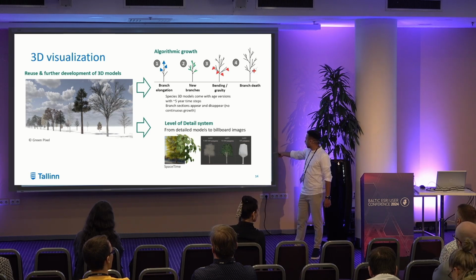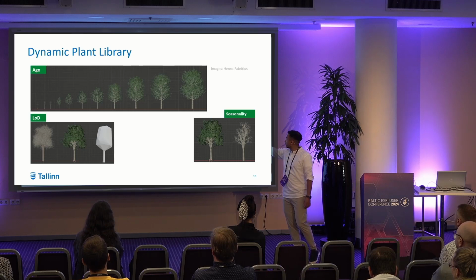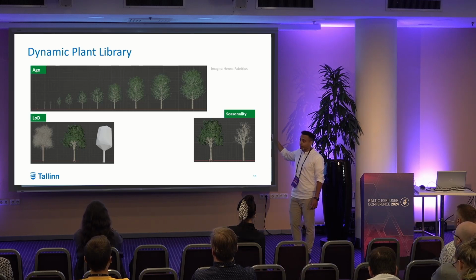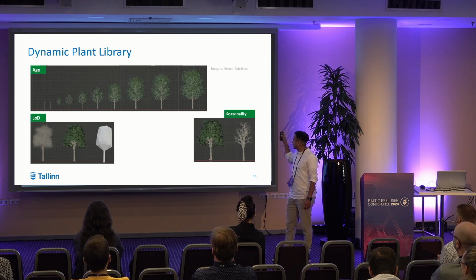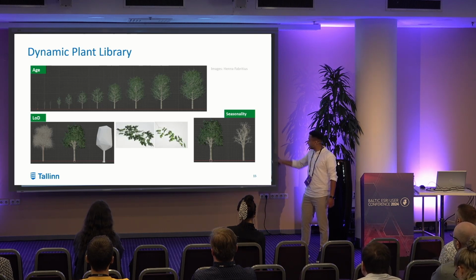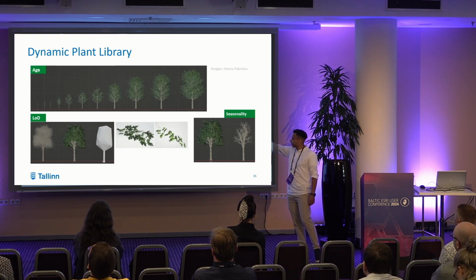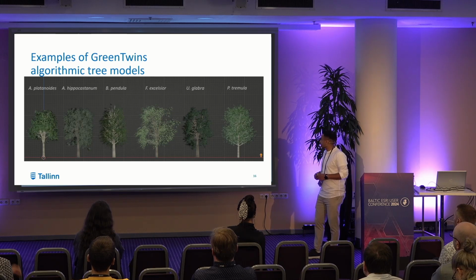You can see down here we have different level of details per each tree, and this is an example of how the dynamic plant library works. So we only model one branch, and then the algorithm generates trees based on this, how they grow in age, how they change in the seasons, and the level of details, how does it change as well. And this is, as I explained earlier, the beginning, basically just a branch model. And here is an example of how those trees look like.